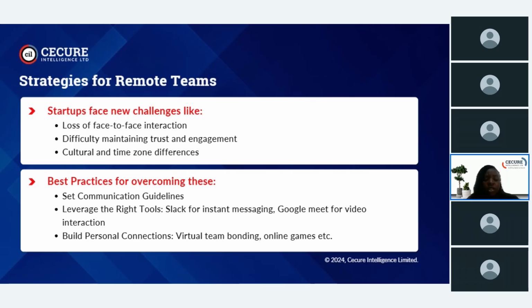For documentation, use Google Workspace. You have your Google Docs, your Google Sheets, and Google Slides as well, which you can use for presentations and all of that. These are tools that you can leverage. These are some of the things that will help you to overcome some of the challenges that you have as a startup team or as a remote team.